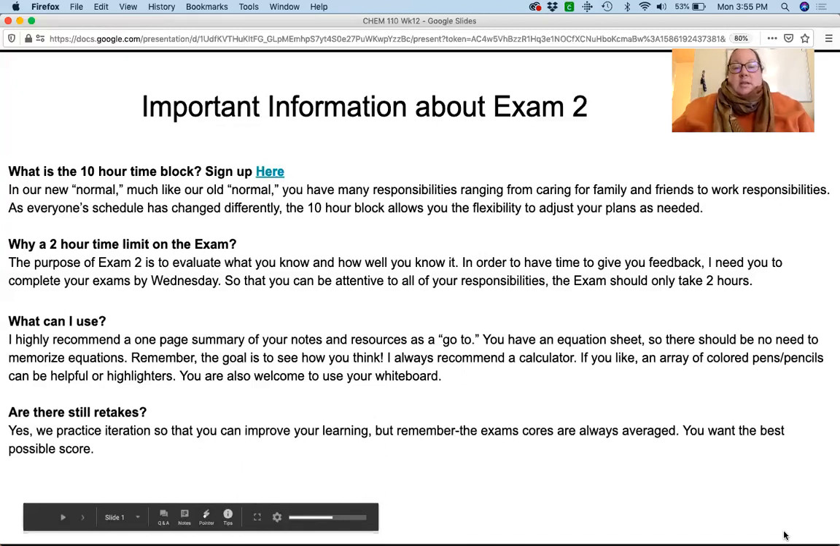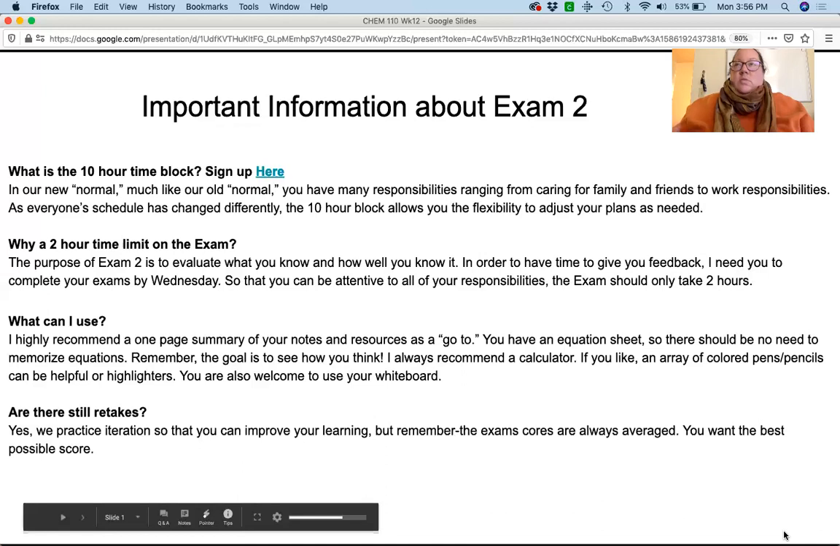Some of you have asked why there's a 2-hour time limit on the exam. So this is what would exist if you were taking this exam in class. And the purpose of this exam is to be able to evaluate what you know and how well you know it. And so in order to have time to give you feedback and for that to be as real and as authentic as possible, I want you to try and complete your exams within that 2-hour time block. That allows you to be attentive to all your responsibilities, and it also gives you an accurate representation of what you currently know in Chem 110.